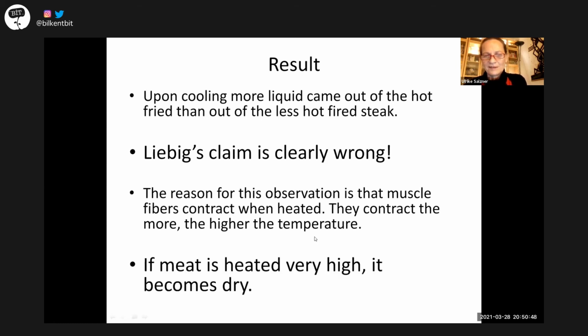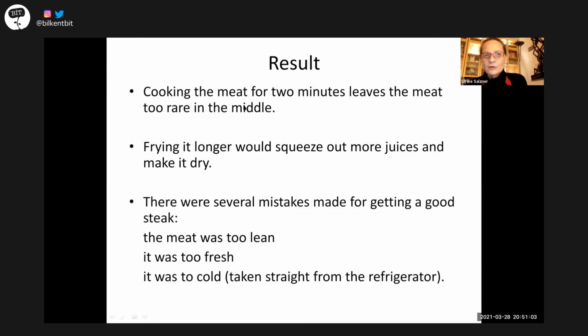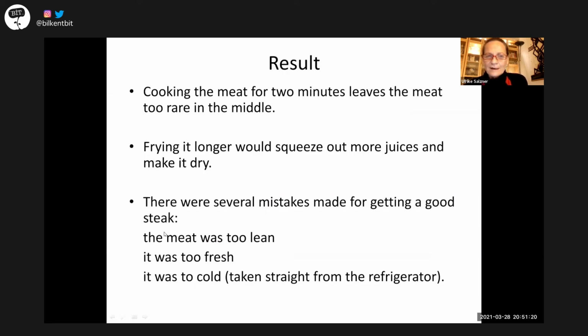That will not be the best steak. So if you make it too hot and too long, especially, it gets dry. But this meat was also not finished cooking. This is inside raw. There was, of course, a mistake, because the cooking of the meat for 2 minutes left it not finished. If I would fry it longer, it would probably get quite dry, because you see there's already a pretty big layer which is cooked and it's already getting dry. So also the meat was too lean, the meat was too fresh, and it was too cold. It was from the fridge. Now let's make it better.